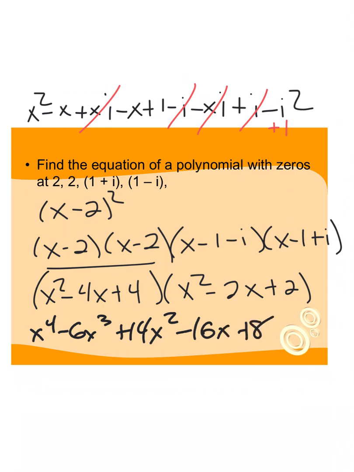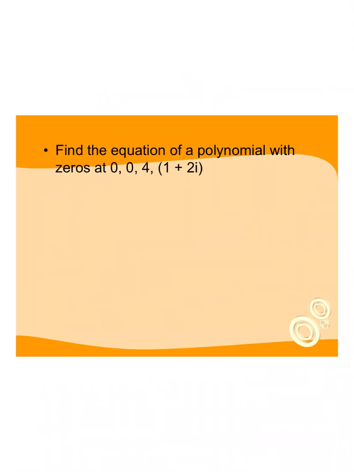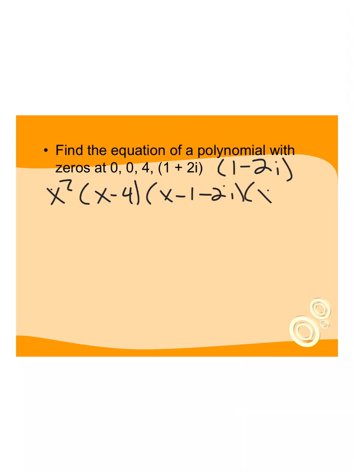All right, for our final example here, we have a 0, a 0, a 4, and then we have 1 plus 2i. Now, we're only given one of our complex zeros, but we know they have to come in conjugates, which means we also have to include 1 minus 2i. All right, we're going to go ahead and list this out. So I have x squared, and then x minus 4. Then we're going to have x minus 1 minus 2i, and x minus 1 plus 2i.